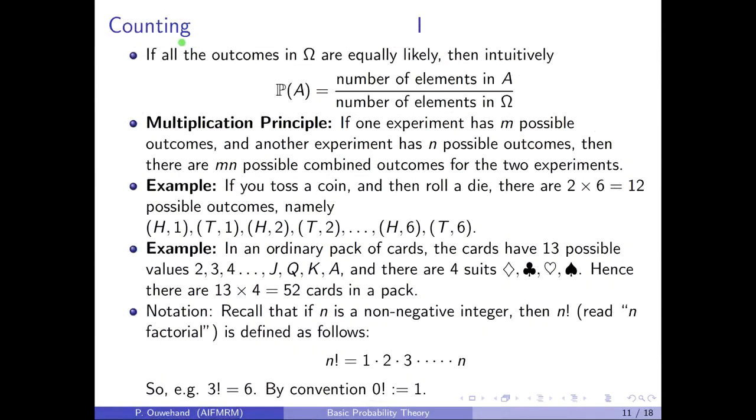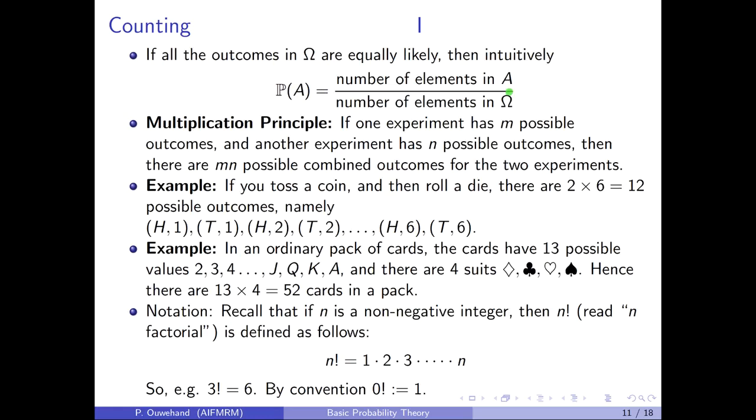Let's now consider the situation where we have a finite sample space omega and where all the outcomes in omega are equally likely. In that case, intuitively, the probability of an event A is simply the number of elements in the set A divided by the number of elements in the sample space omega. In other words, to compute the probability of A, we need merely count the number of elements in A.